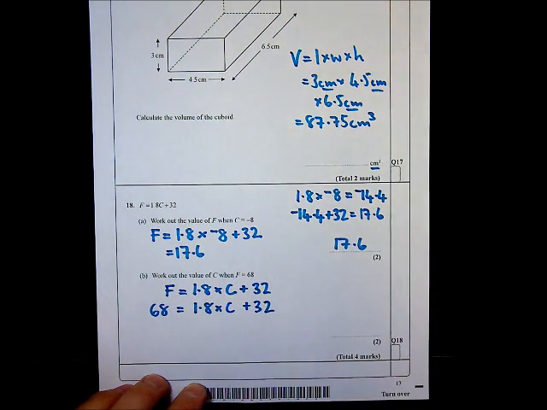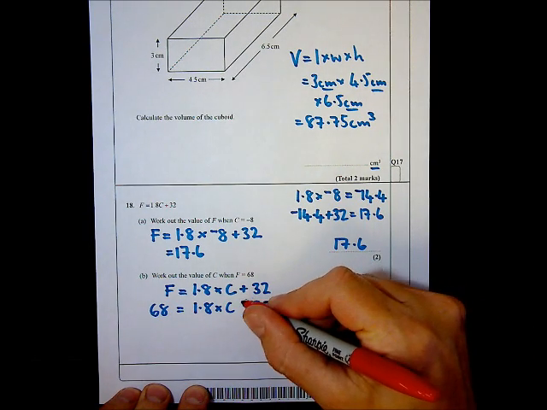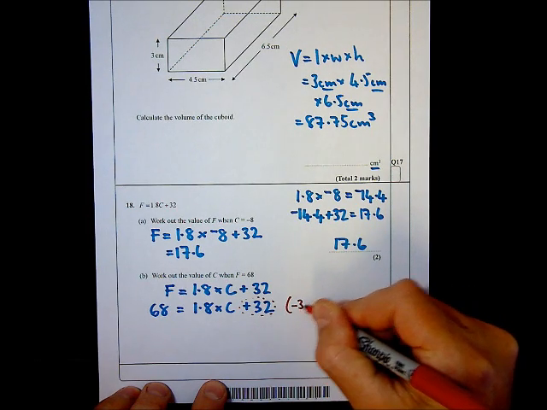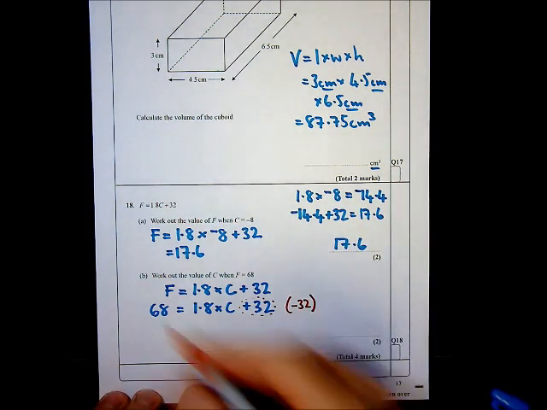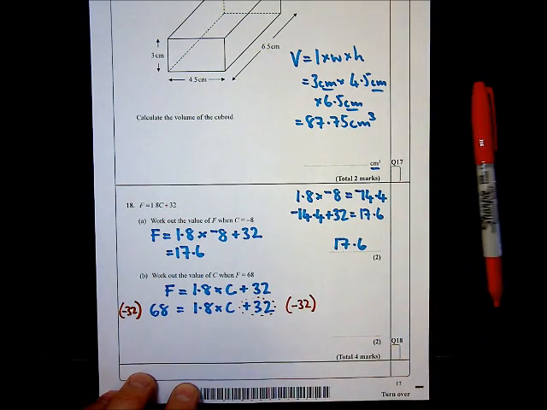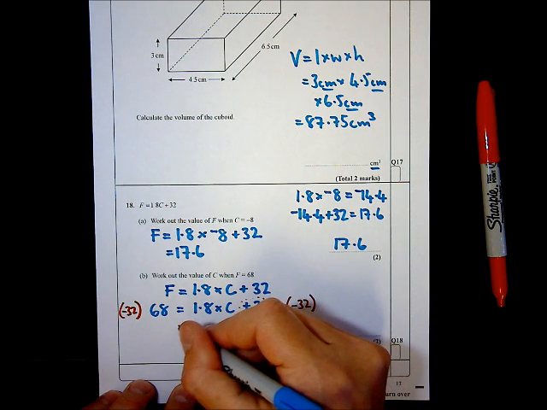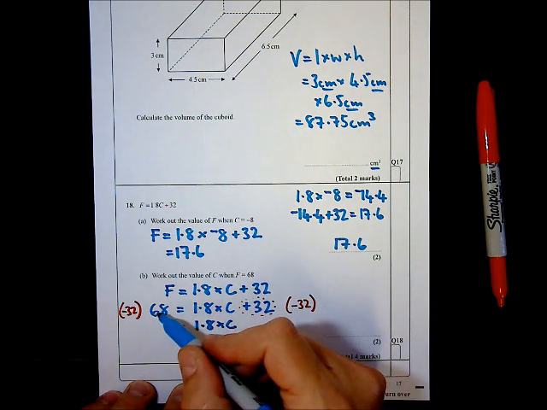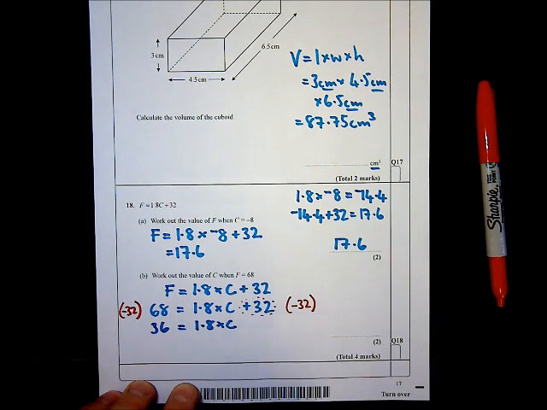I'm now left with an equation that I need to solve. So the first thing I'm going to do is get rid of this add of 32 on the right hand side by subtracting 32, and obviously if I've done that on the right, I need to do that on the left to balance it out. Subtracting 32 from both sides would leave me with 1.8 times C on the right hand side, and on this side I would be left with 36.